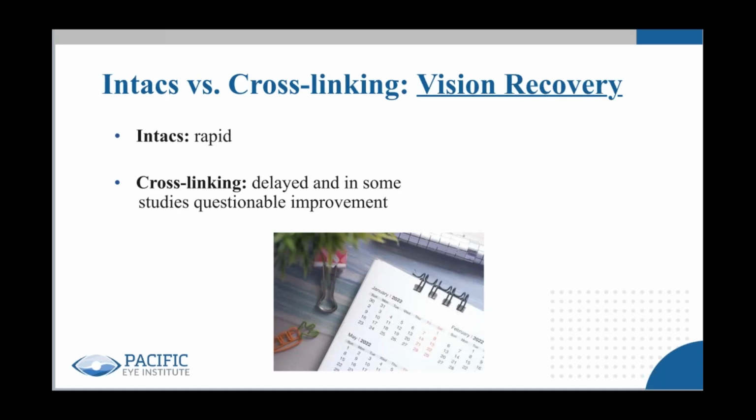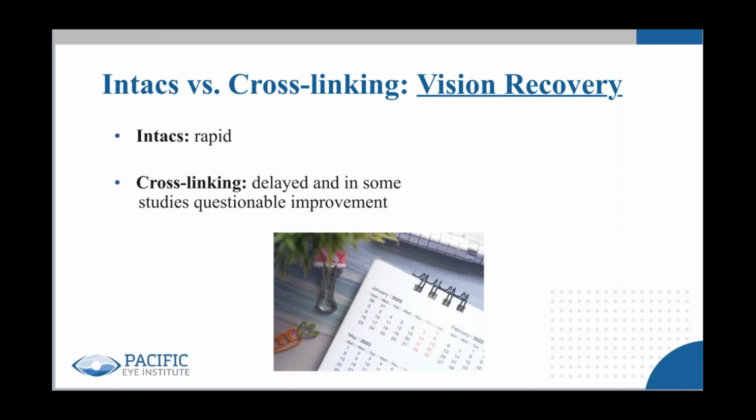Now, vision recovery is very fast with Intacs. Most people see better the next day. In crosslinking, the visual acuity recovery is delayed because the eye has to heal, and it takes weeks to months for the eye to heal. And in many of the studies, the visual acuity may be improved in some, not in all. And in fact, with most surgeons doing crosslinking, the discussion with the patient was always, don't expect better visual acuity, just expect that we're going to halt the progression of your disease.